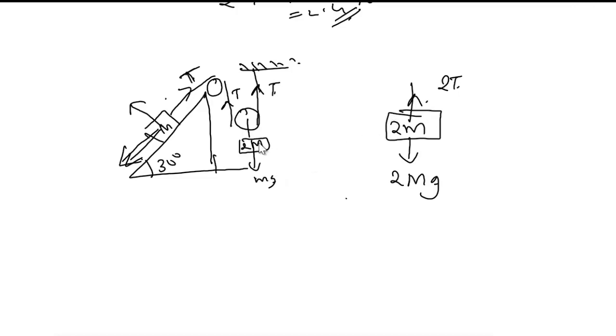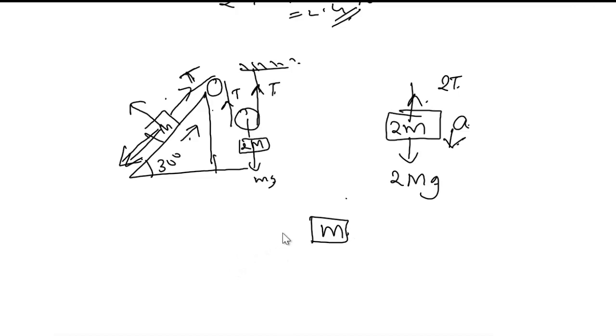Since it is 2T, and the acceleration, if I am, this will be moving in the upward direction. Since it is moving upward, we can consider this as 2A, and this as A. Okay, because the tension is twice, the acceleration will be half of the previous one. So here I am considering acceleration as A, which is acting in the downward direction. This is for 2m. Now I am going to consider for m.